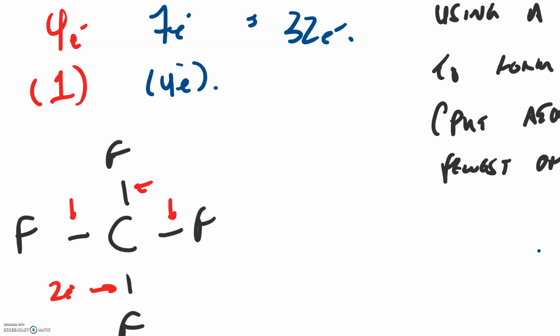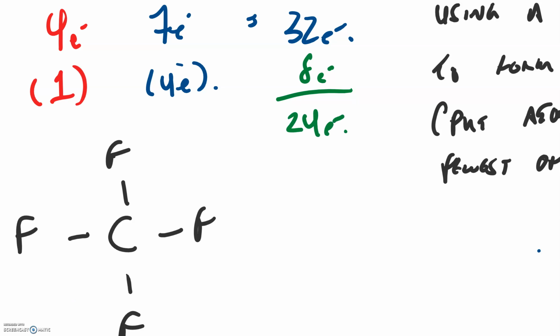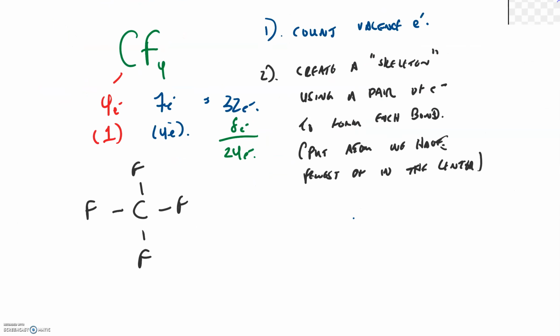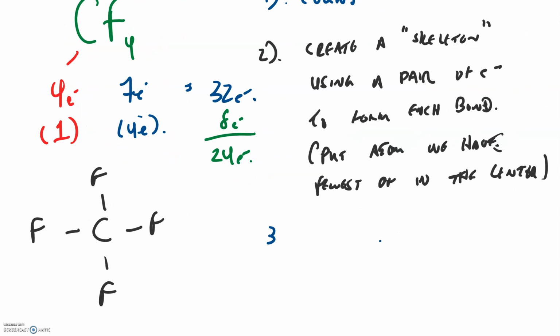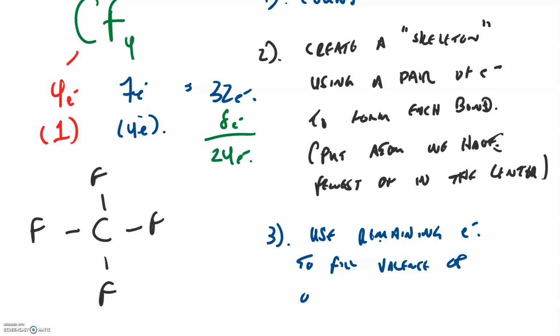So now how many valence electrons do we have left? Well, we used a total of 2, 2, 2, and 2 electrons for the total of bonding, and that means that we've used up 8. How many do we have left? 24. So what we're going to do with these remaining electrons is we're going to fill the valence of the outermost atoms.